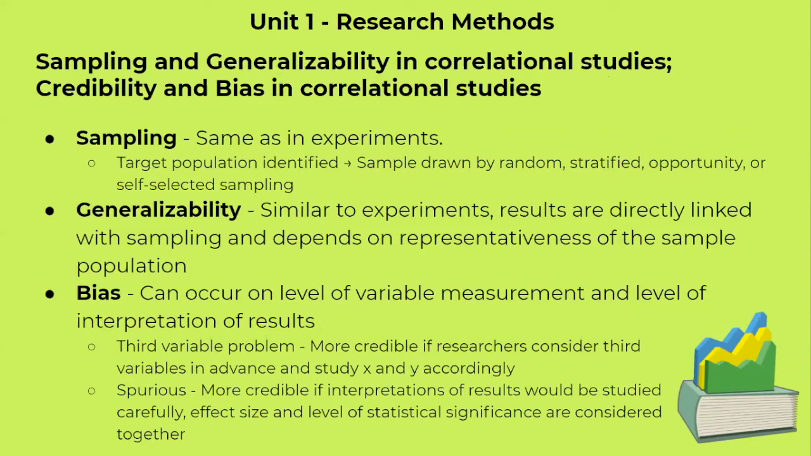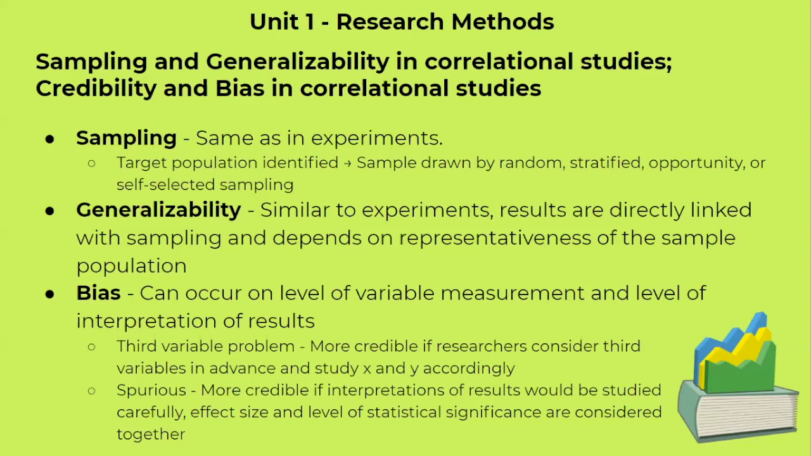Okay, sampling, generalizability, and bias in correlational studies. Sampling and generalizability are similar to experiments. In sampling, the target population is identified and the sample is drawn by random, stratified, opportunity, or self-selected sampling, very similar to experiments. Generalizability: the results are directly linked with sampling and depend on representativeness of the sample population.